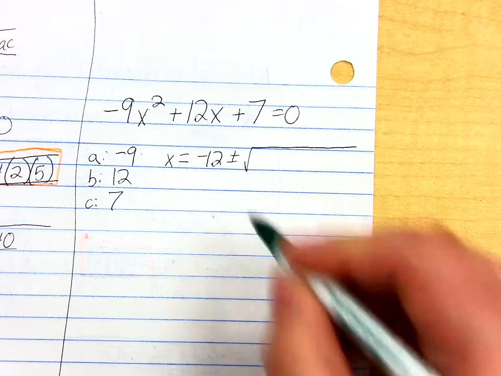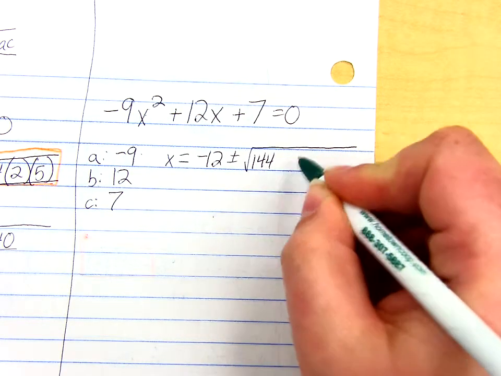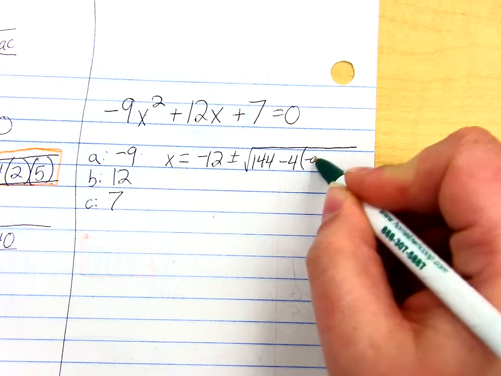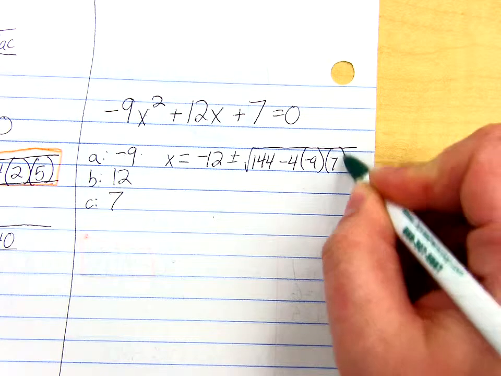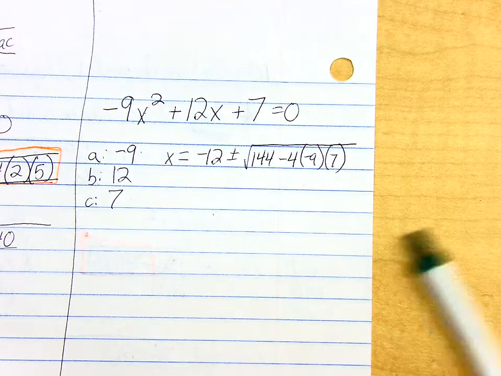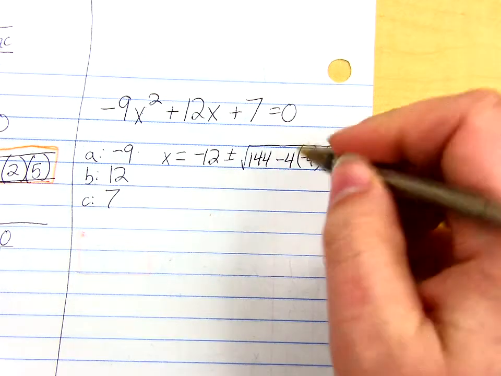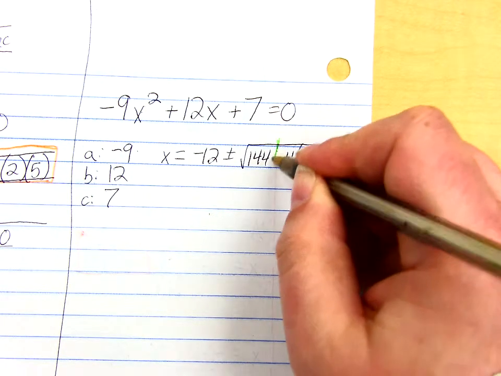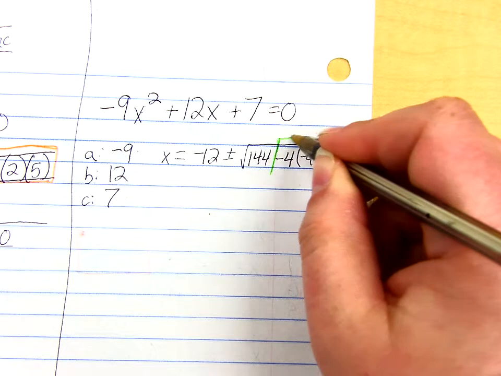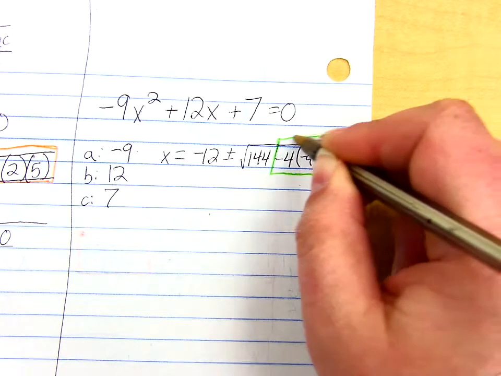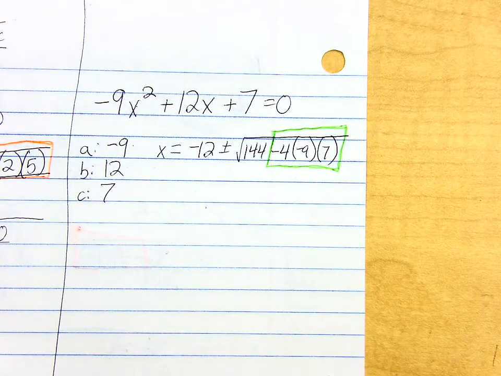What is B squared? 144. Minus 4 times A, which is negative 9, times C, which is 7. Okay? Guys, I'm telling you, all of you that got no solution, it's because you messed up right here. I know it's frustrating when you did all this work. Put the box around this. Guys, listen, this will help you.